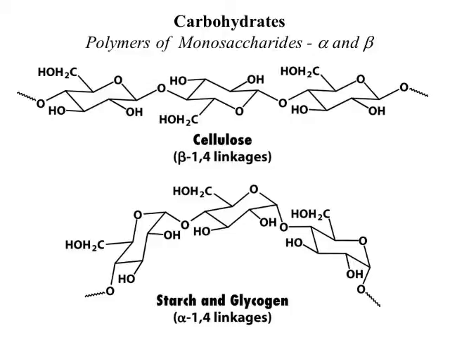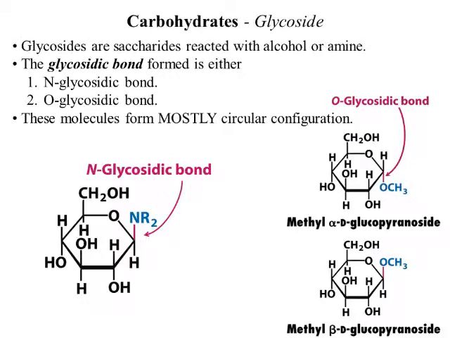So we see that. And of course, the nature of the alpha bond, the one that we can digest, will give the glycogen its globular form. It's like a globular configuration, like a sphere of energy, if you will. And we will see that when we talk about metabolism.